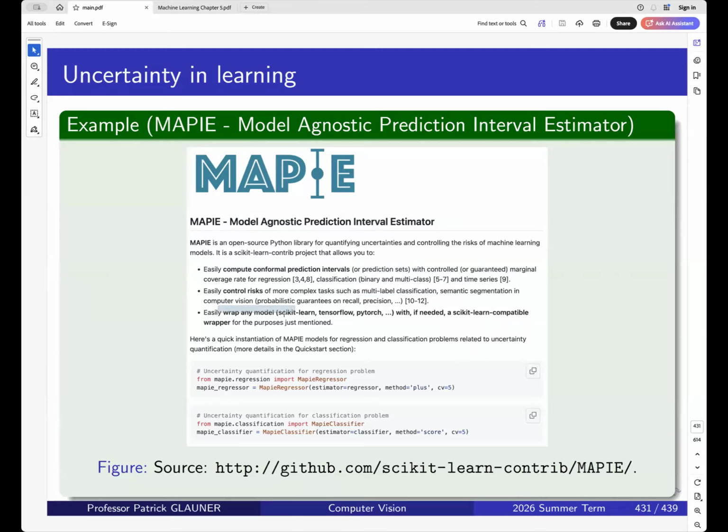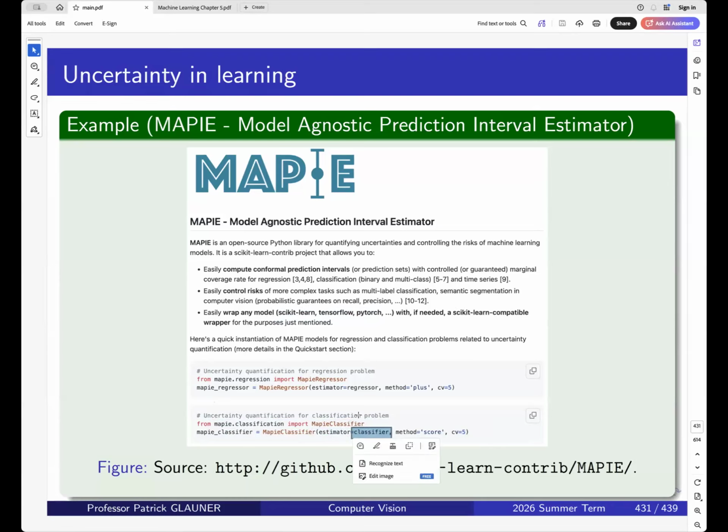And the good thing is you can wrap any model with it as long as it fulfills this requirement that we predict the label given X, and it must be a scikit-learn compatible wrapper. But if you use scikit-learn, TensorFlow, PyTorch, or others, they are all scikit-learn compatible wrappers, and you can very easily, for example, use this library for a classifier. You have your classifier here.